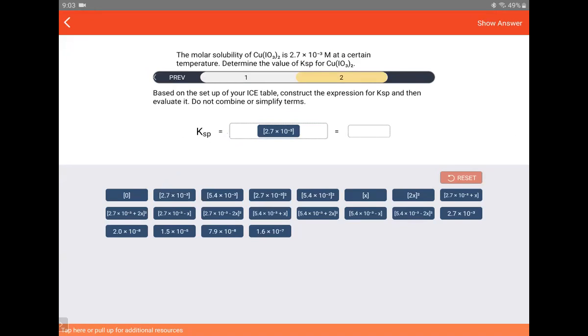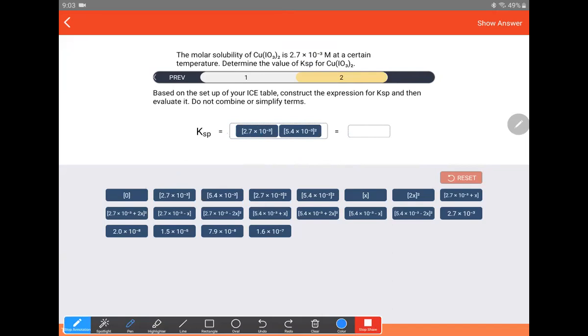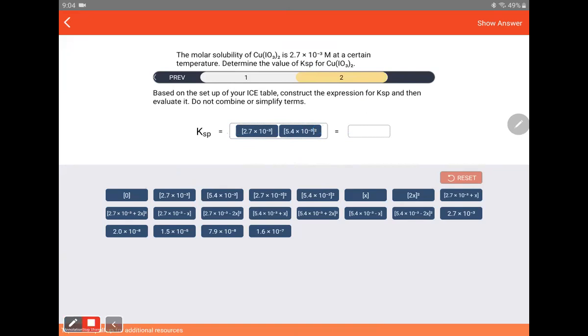But here's the tricky part. We need 5.4 times 10 to the -3 squared because it is a 2-to-1 ratio. So that 2 coefficient comes into play 2 places. First, in doubling this concentration, and second, in the square of that concentration. So let's do this in our calculator.